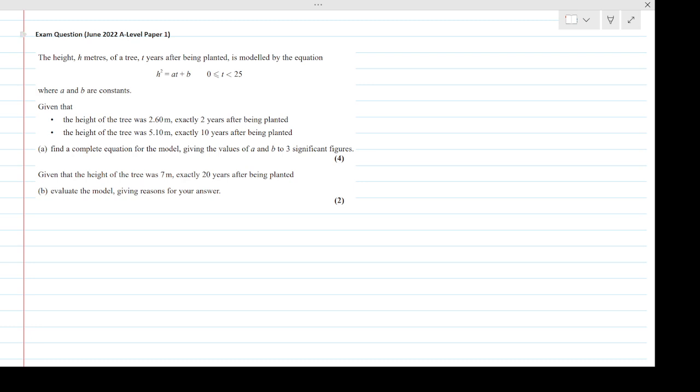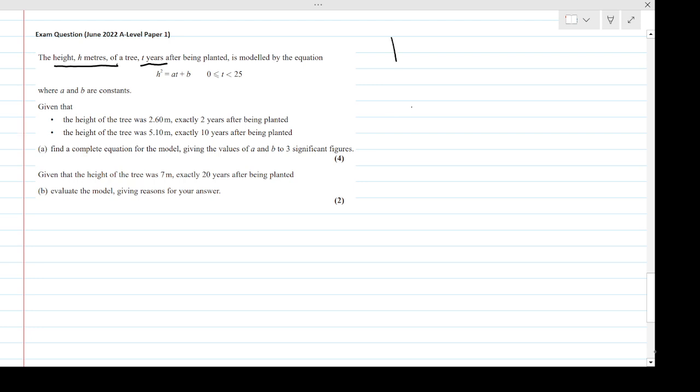It says the height h meters, so I always underline the units, h meters, t years, is modeled by this equation: h squared is at plus b. Given that the height of the tree is 2.6 meters exactly 2 years, and the height of the tree was 5.1 meters exactly 10 years after being planted, find a complete equation for the model, giving the values of a and b to 3 sig figs. When it says complete equation, it's asking you to find any unknowns in the equation. So a and b are unknowns, right?